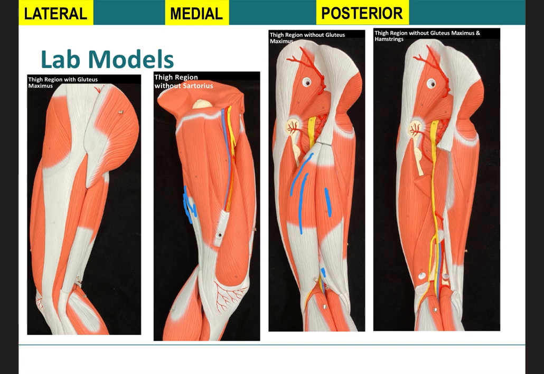If we remove this muscle, which is the long head of the biceps femoris, underneath we can see the short head right over here. So this is also part of the biceps femoris.